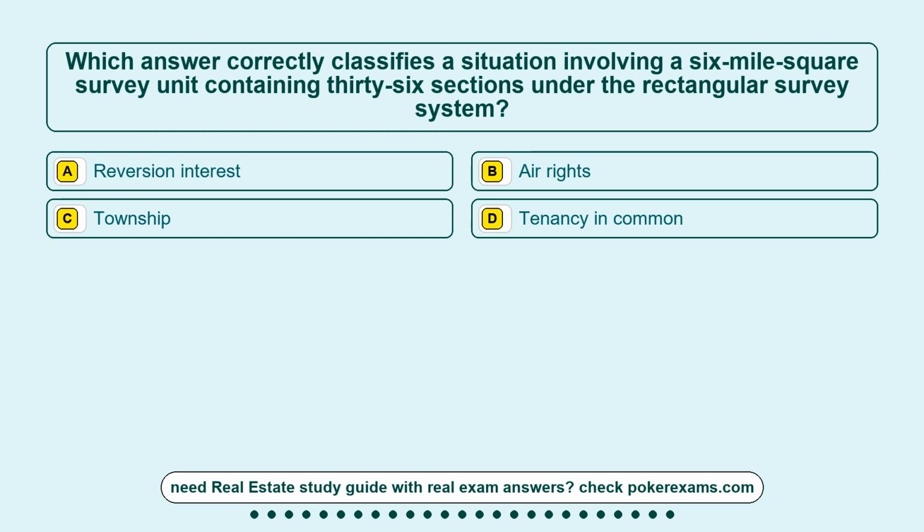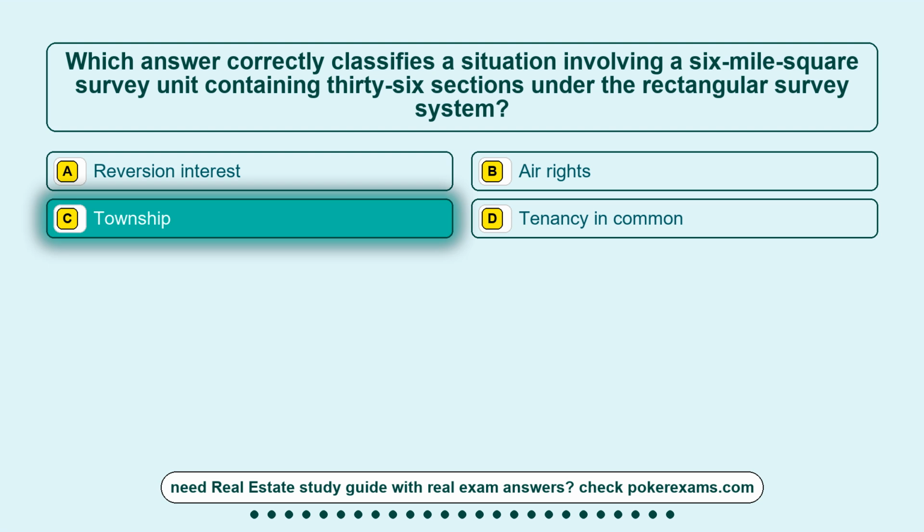Question 12. Which answer correctly classifies a situation involving a 6-mile-square survey unit containing 36 sections under the rectangular survey system? Option A, reversion interest. Option B, heir rights. Option C, township. Option D, a tenancy in common. The correct answer is option C, township.